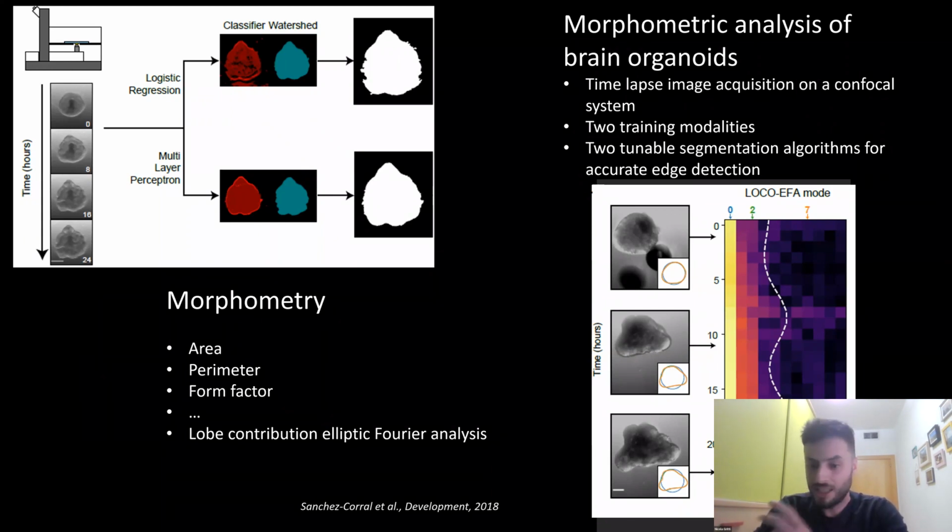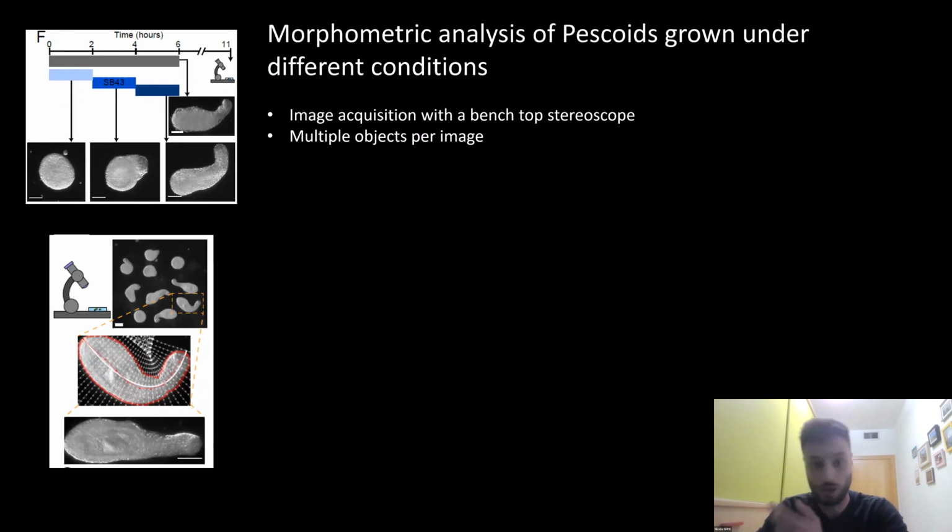In the same morphometric analysis context, we also showcase the power of MOrgAna in studying the patterning processes of pescoids. Pescoids are embryonic organoids that are derived from zebrafish embryonic stem cells. In this case, the pescoids were imaged on a simple benchtop stereoscope, under different conditions. We have a control sample, and we have pescoids that were treated with a small molecule inhibitor for a particular signaling pathway at different time windows.